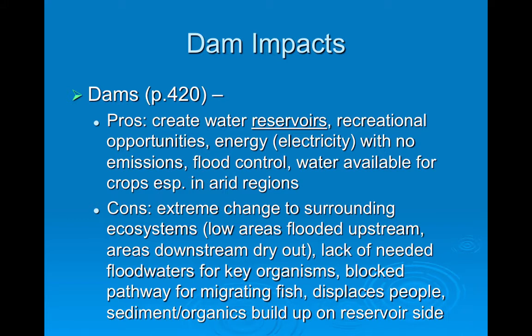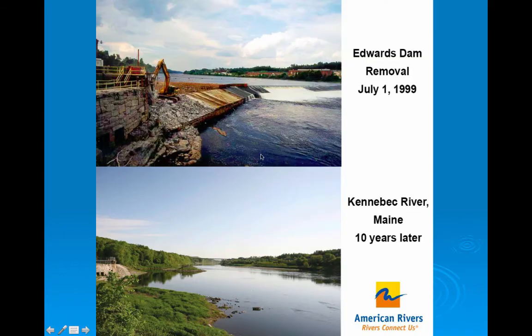Cons are an extreme change to the surrounding ecosystem. Low areas are flooded upstream behind the dam, and then areas downstream dry out. You're essentially changing where the water is. Sometimes floods are necessary. Certain organisms depend on those floods every year. Migrating fish can't go where they need to go, and people are displaced. We already talked about the sediment and the organic matter building up on the reservoir side.